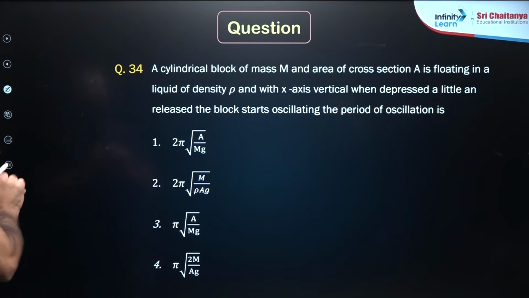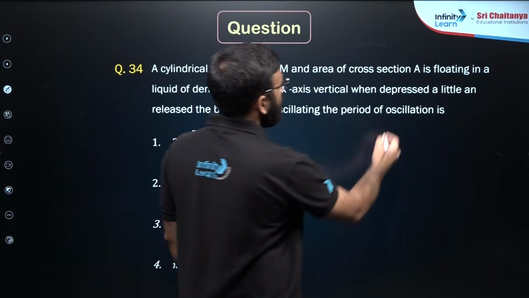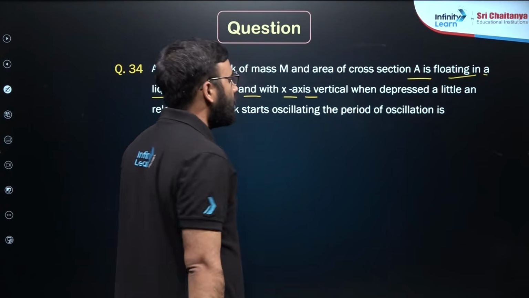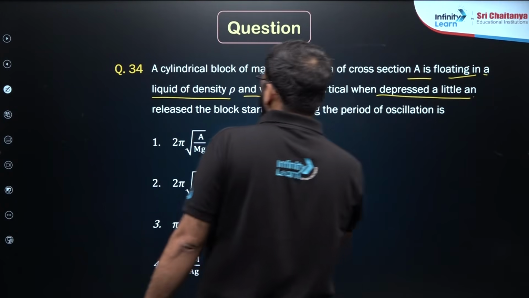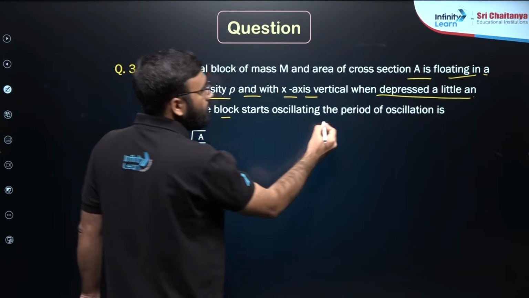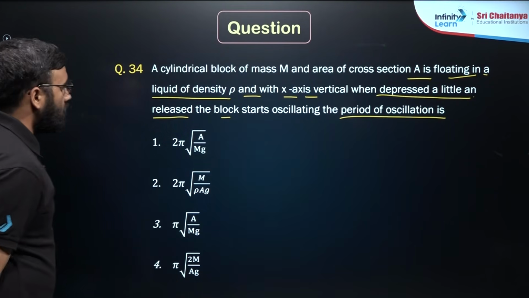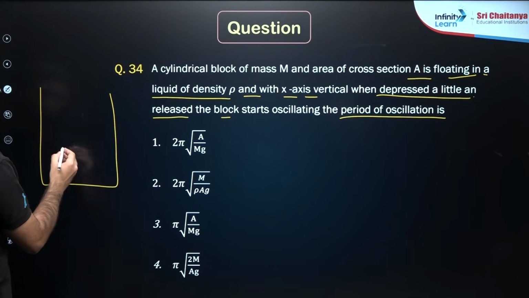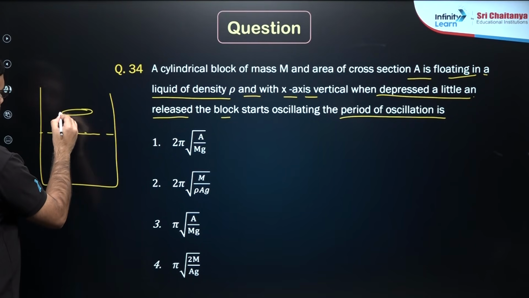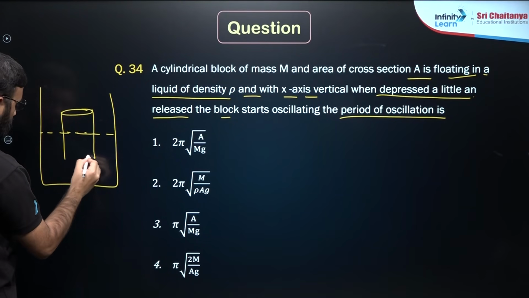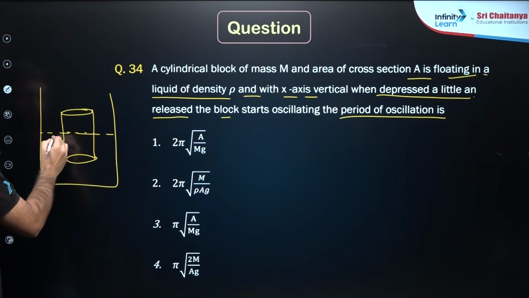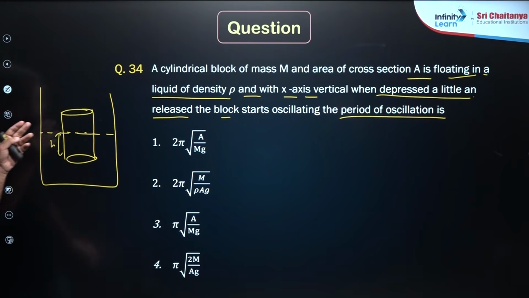A cylindrical block of mass m and area of cross section A is floating in a liquid of density rho. When depressed a little vertically by x and released, the block starts to oscillate. Find the period of oscillation of this one. Okay beta, I am making a diagram here. This is my container, up to this level. The cylindrical block has mass m, and initially a depth h is inside the liquid.